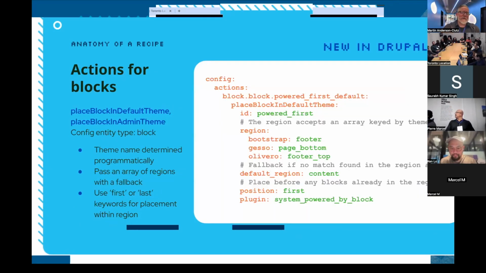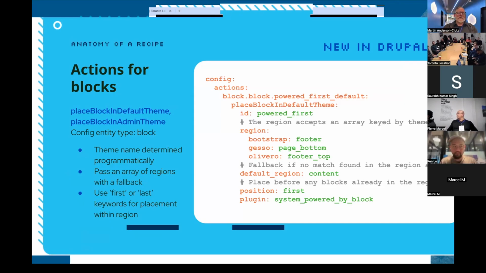One that I'm really excited about is the set of config actions that are specifically for placing blocks. Because previously you could provide configuration that would place blocks, but you had to explicitly say the name of the theme. So previously I could have a module that placed a block, but it would only work for Olivero, let's say, and if the site had a custom theme, the block would still get placed in Olivero, so it wouldn't do anything effectively for that site.